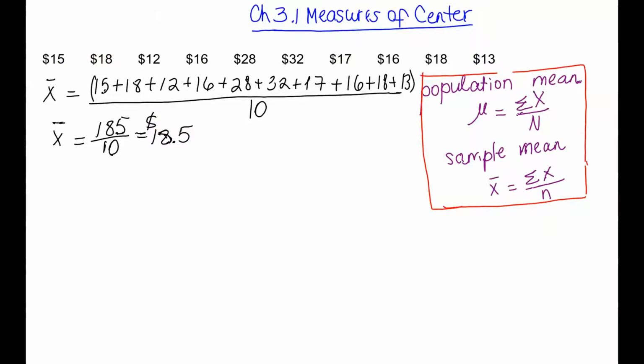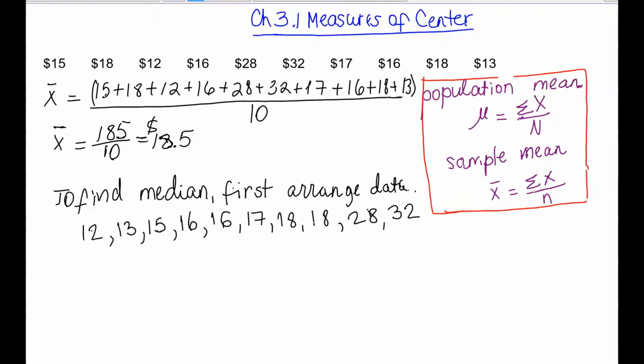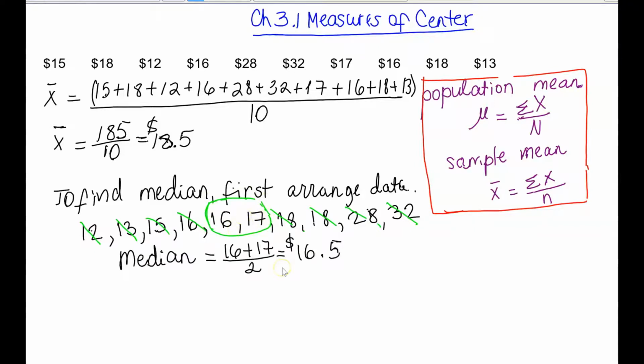Now let's find median. In order to find median, we have to arrange the data from least to greatest. Once we arrange data from least to greatest, we can find the median. We start crossing the first, last, till we get to the middle. If there are 2 values in the middle, like in this case, then we find the midpoint between 16 and 17 by adding 16 plus 17 and dividing by 2. The median of this data set is 16.5 or $16.50.